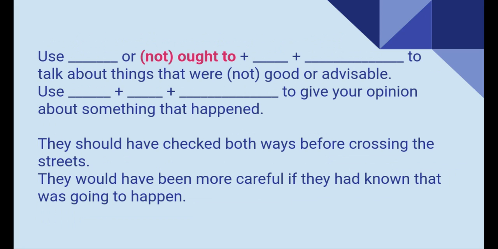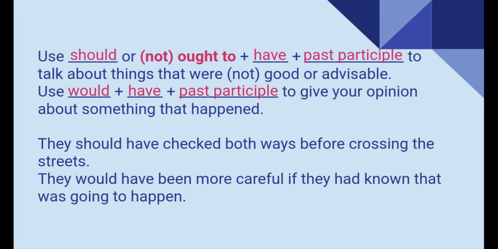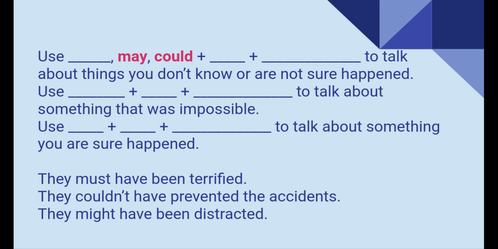Great, let's check. We're going to use should or ought to have plus past participle to talk about things that were good or advisable, a recommendation. And we're going to use would have plus past participle to give your opinion about something that happened. Let's continue. Pause the video and complete these structures.